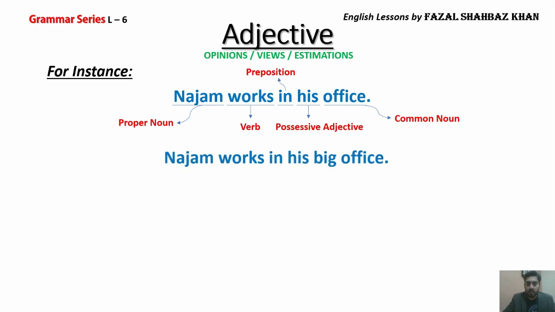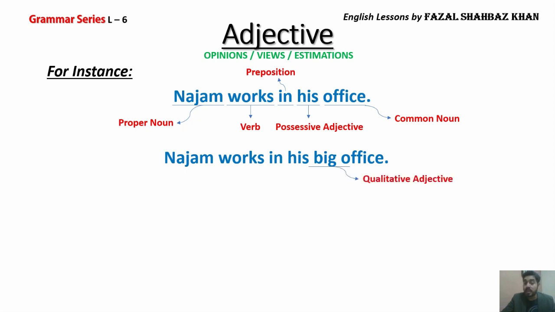We have another. Now I have modified this into a different sentence, only with one addition. Now the sentence is Najam works in his big office. Now I have added another adjective. Now there are two adjectives in the sentence, so I'm just going to talk about the addition, which is big. Now what is big, by the way?